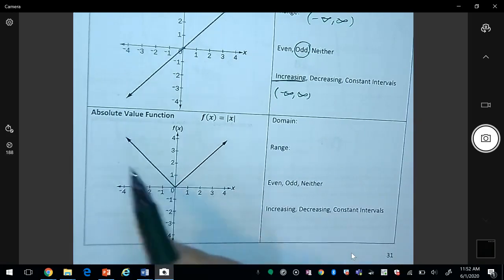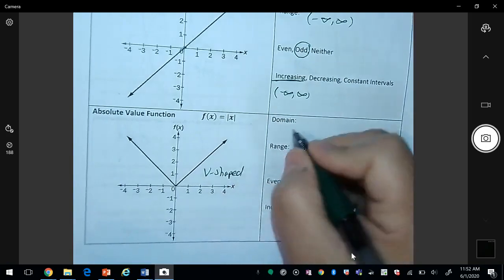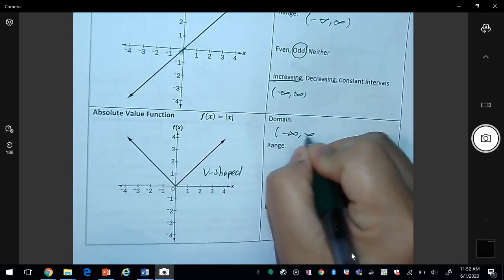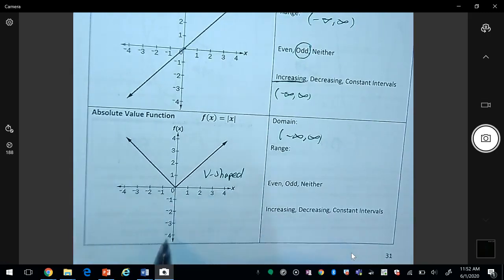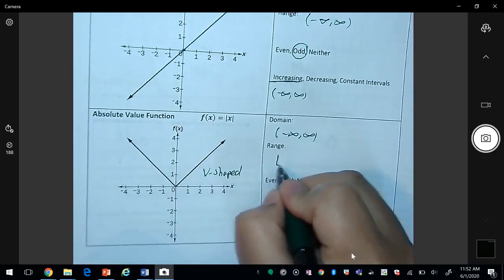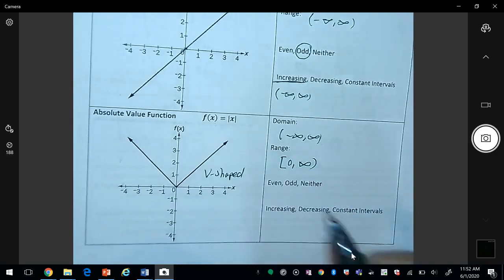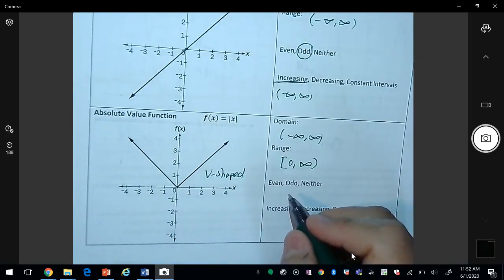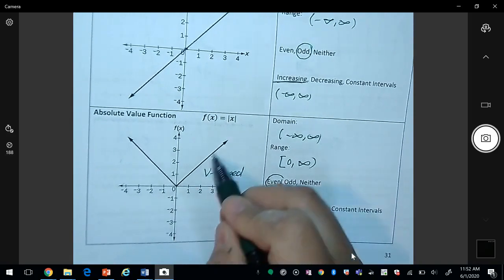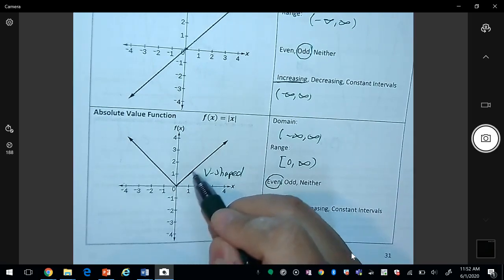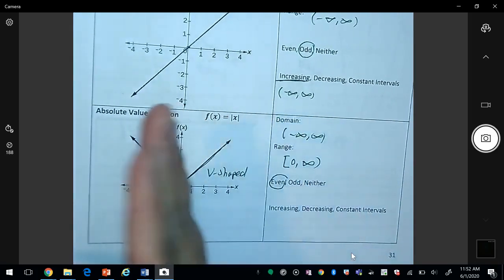The next one's called the absolute value function, and when you graph it, it's going to be a V-shaped graph. The domain goes from negative infinity to positive infinity. We're using all these x values. The range goes from 0 to infinity, from here to infinity. This graph is going to be even since it has y-axis symmetry. If I fold on the y-axis, this line will fall on top of this line. So if I fold it this way.